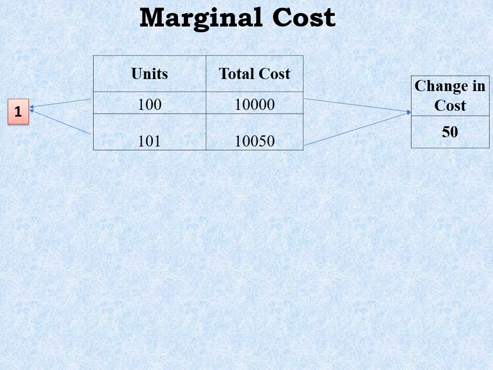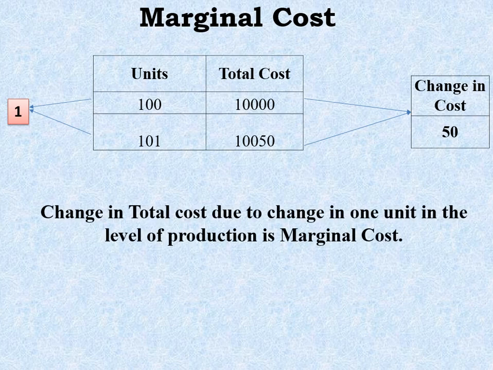Now this change may be in terms of a decline also, I mean a cut down in the level of production, or maybe an increase in the level of production also. Here it has increased, that's why it is 50 only. So what is marginal cost? If you have to define, marginal cost may simply be defined as the change that occurs in total cost due to a change of one unit in the level of production. First we have to identify how much change has occurred in terms of production, then because of the change in production units, how much change in cost has occurred. That extra cost is nothing but the marginal cost.